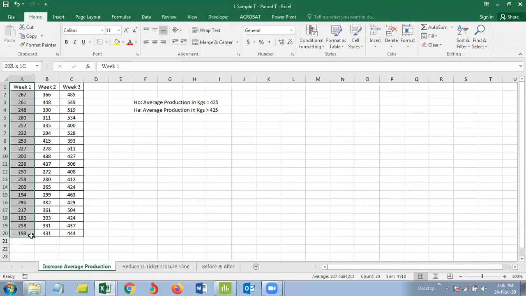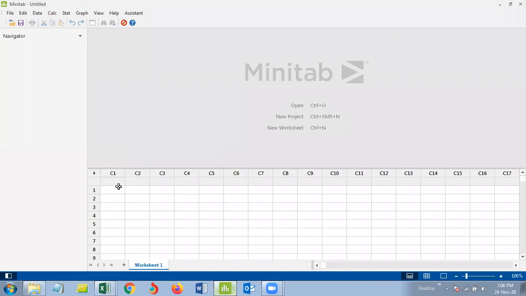But technically nothing can change overnight, so it takes time. So you have to periodically keep checking, keep collecting data. As you keep checking the data, you'll get to see and understand how it works out. So let's understand how one sample T testing will be done.